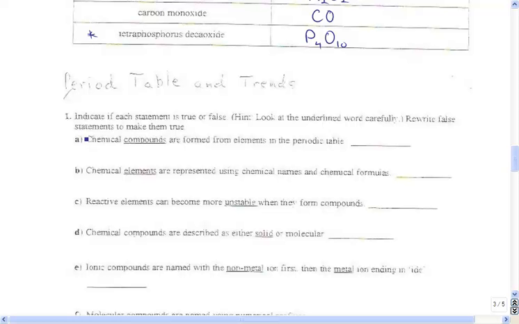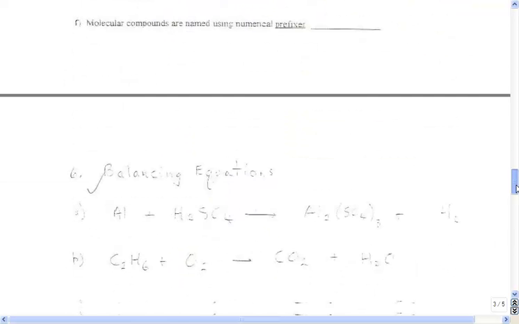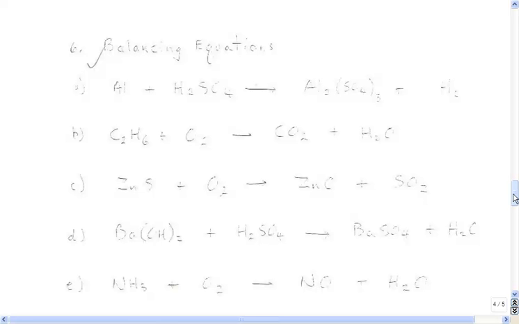Okay, now here's the real thing that I wanted to do. Don't worry about any of this, the periodic table and periodic table trends. Again, that's grade 9 stuff. But what I want to do is look at balancing equations, because I know that's going to be a tricky part for most people.